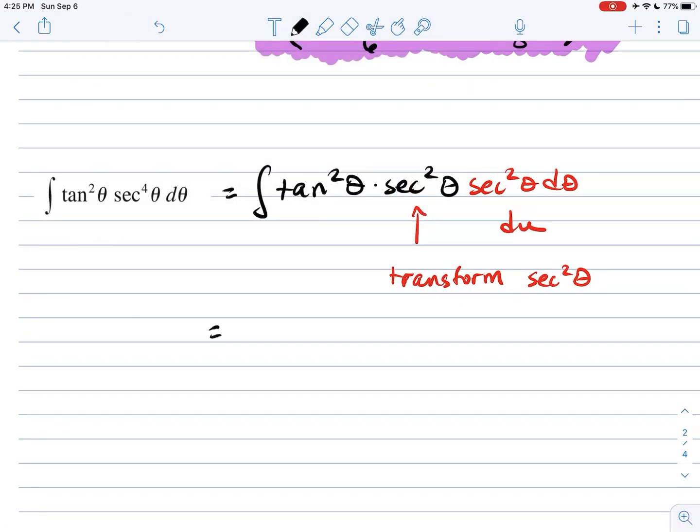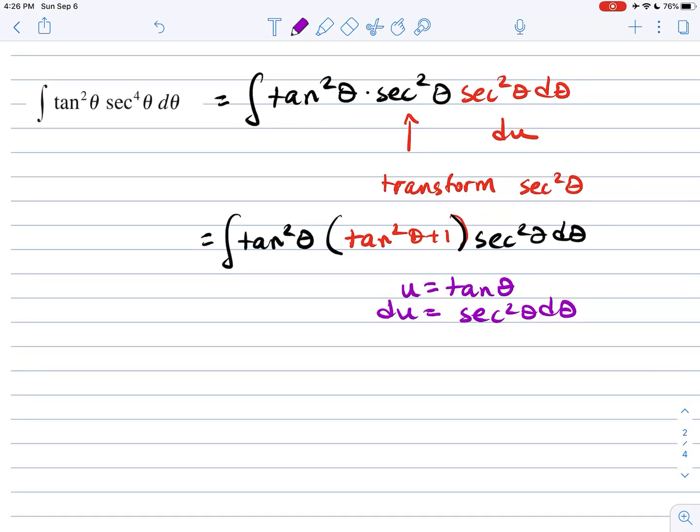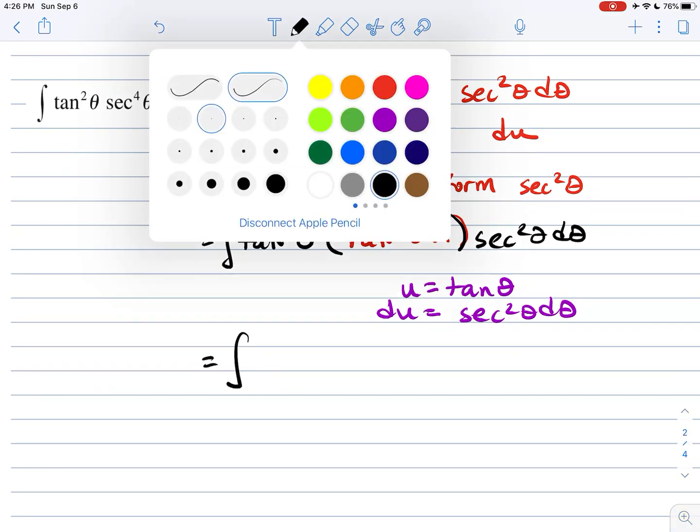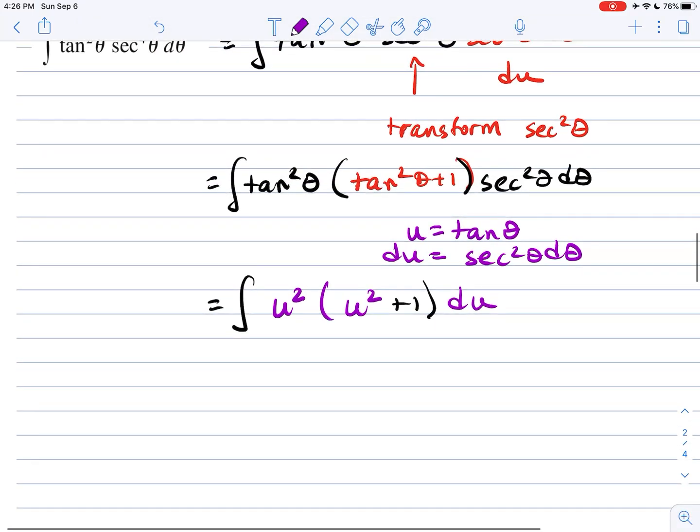And we know that secant squared is equal to tangent squared plus 1, and so we have here tangent squared theta times tangent squared theta plus 1, times secant squared theta d theta. Now we can make our u substitution. Our u is going to equal tangent theta, and our du is going to equal secant squared theta d theta, and now we can make a u substitution, and I see that that is going to equal u squared times u squared plus 1 times du.